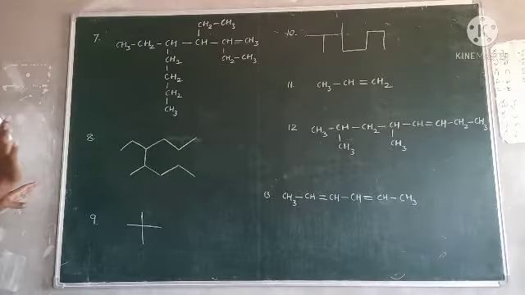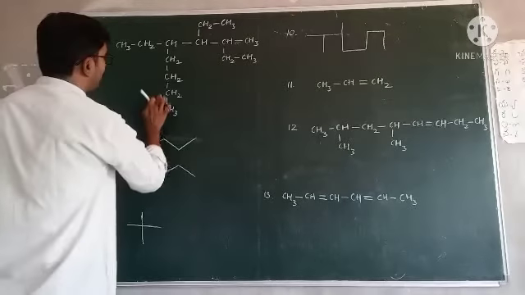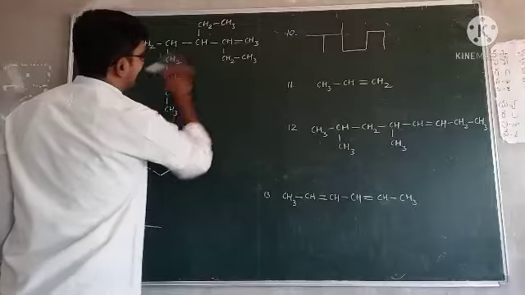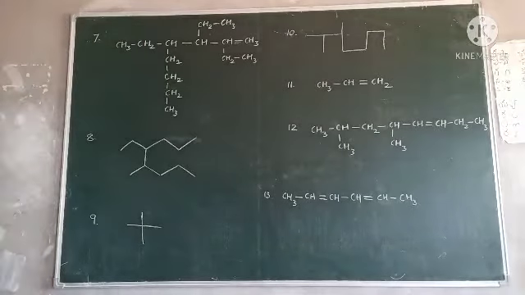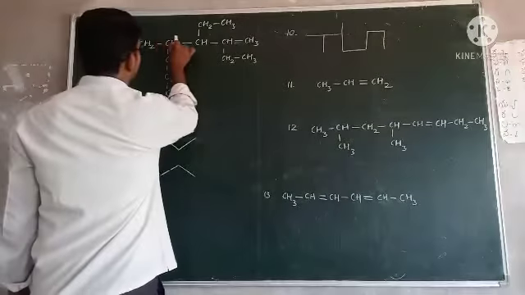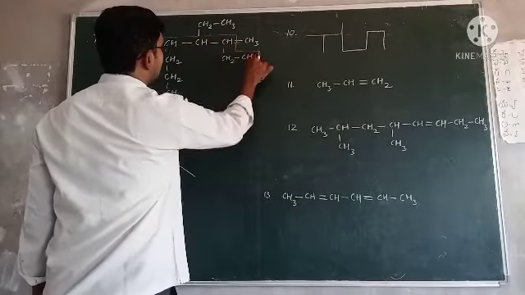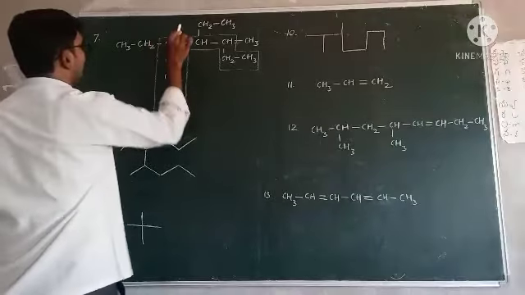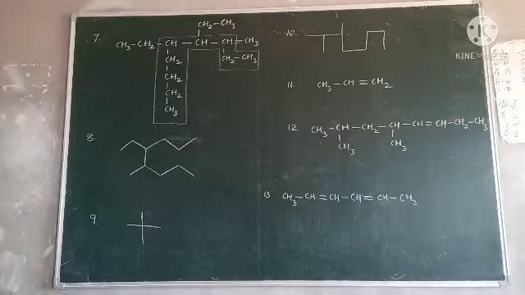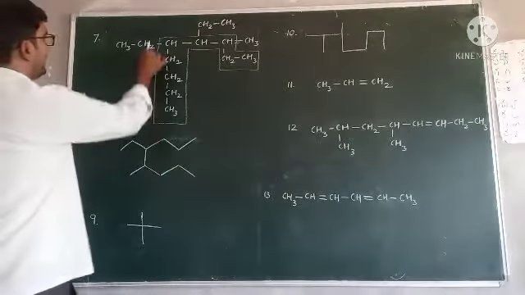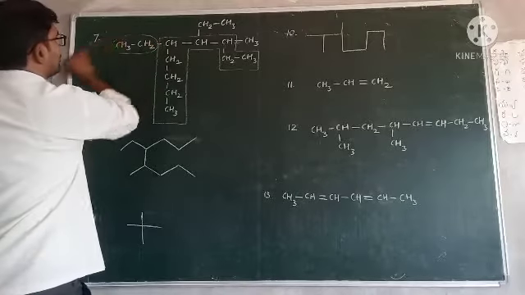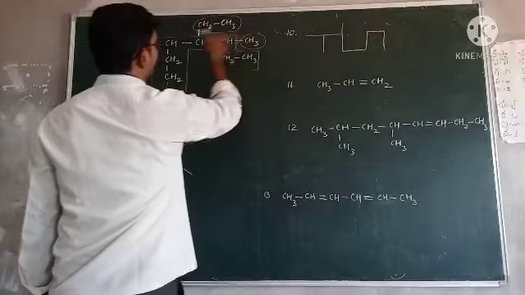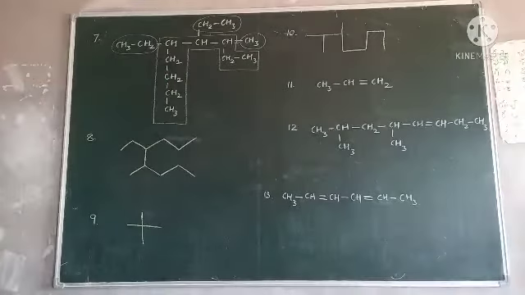That chain contains more carbons: 1, 2, 3, 4, 5, 6, 7, 8, 9. This is the biggest chain here, the biggest chain in this organic compound. Okay, right? So, the remaining: this is one substitution, this is one substitution, and this is another substitution. Total 3 substitutions are present.